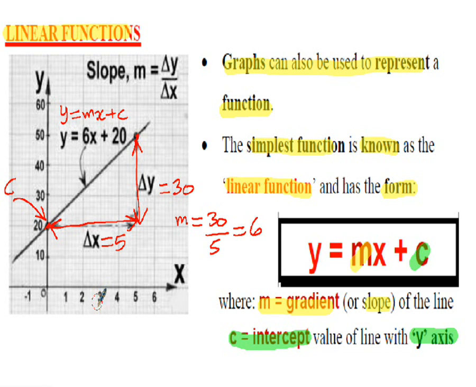So that's the equation of a straight line. y equals mx plus c. m is the gradient and c is the intercept with the y-axis.